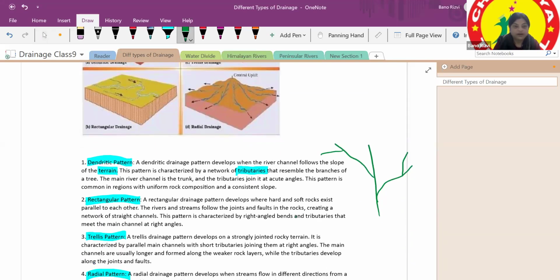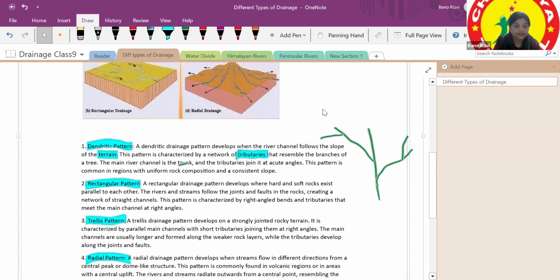The main river channel is the trunk, and the tributaries join it at acute angles. The pattern is common in regions with uniform rock composition and consistent slope. Okay, the next is the rectangular pattern.